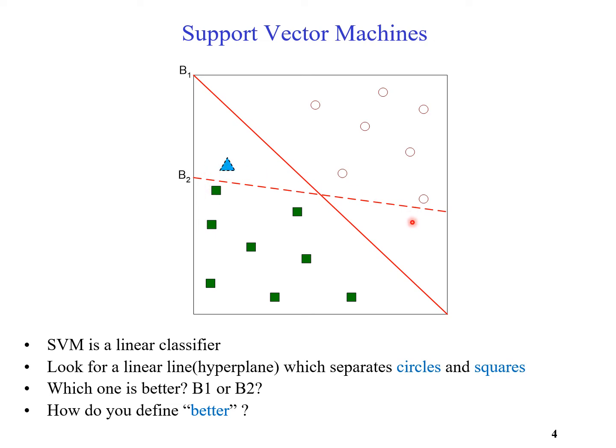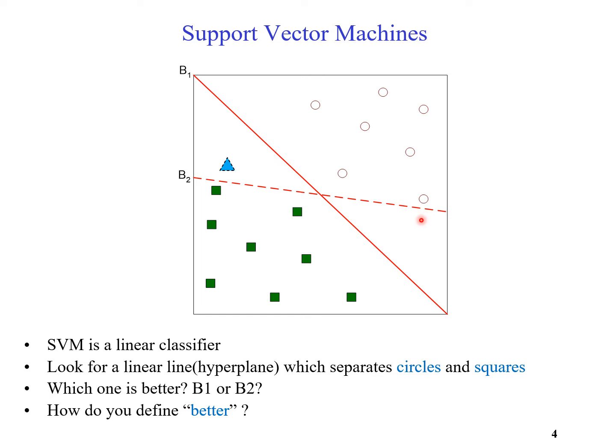Same thing happens here. Let's say we have a new data point which is very similar to this one here. Suppose that new data is around here. It's very close to this one. If you use the B2 line, we have the same problem. This new data, which is very similar to this data, is actually on the opposite side of this line.